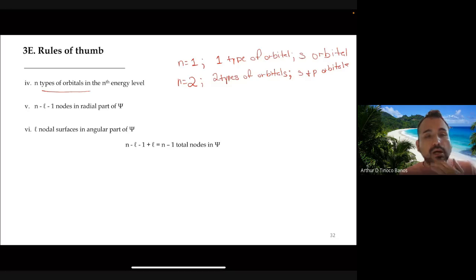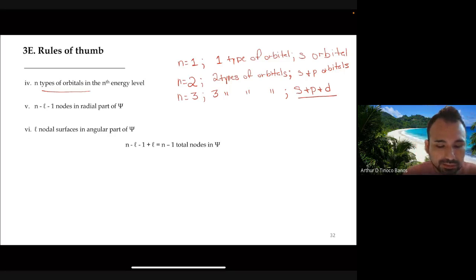Here it is important that we look at the periodic table. So next time we'll look at the periodic table to look at this more closely. The same thing is true for n equals 3. There will be 3 types of orbitals. So the 3 types will be the s and the p and the d, and so forth.